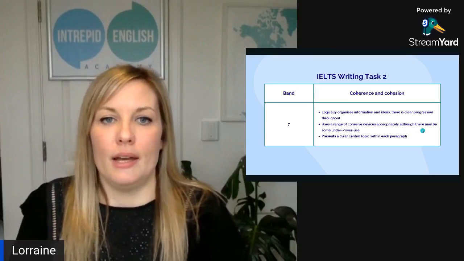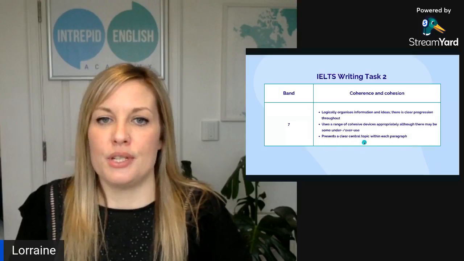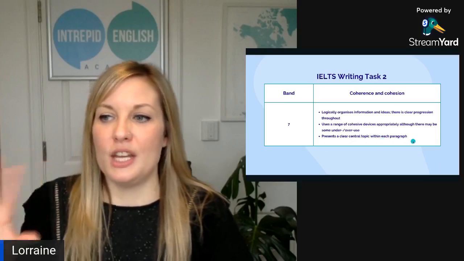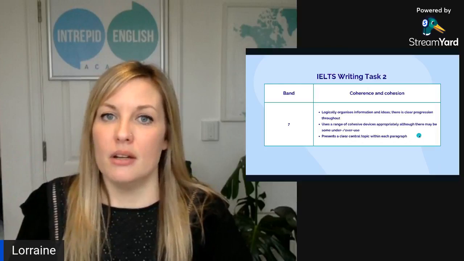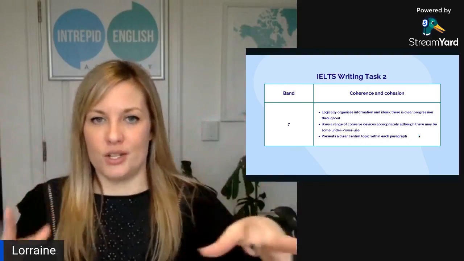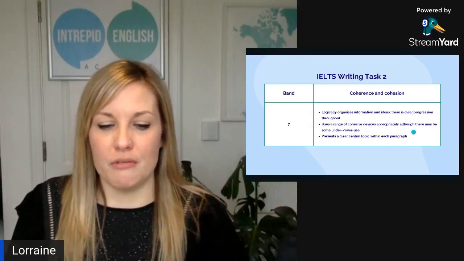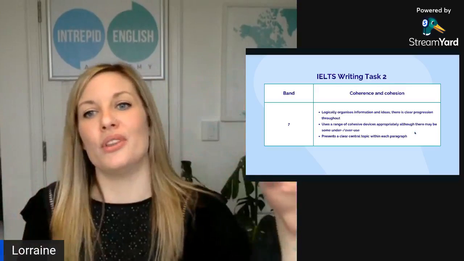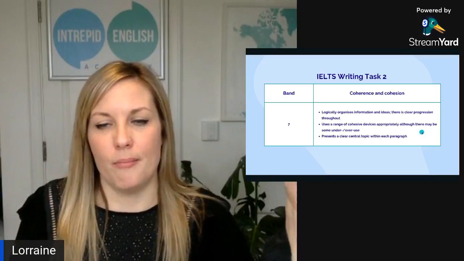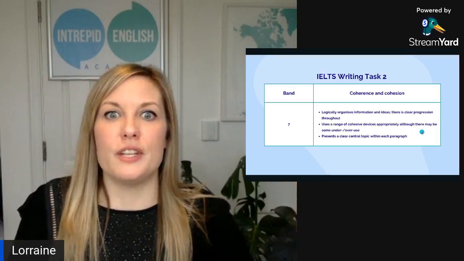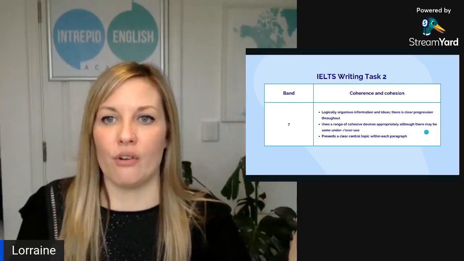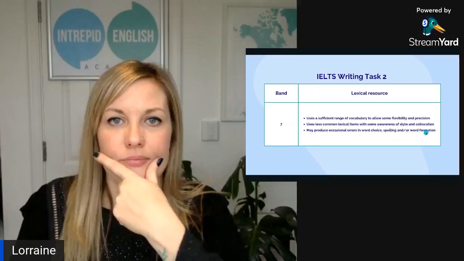Also for band 7, you need to present a general topic with each paragraph. Each paragraph should have its own theme. Try not to fit in too much. Remember, you've got 250 words here for this task, so there is a lot of scope, a lot more than in the previous task, task 1. But try not to fit in too much information. If you stick to one theme per paragraph, that's going to be great.